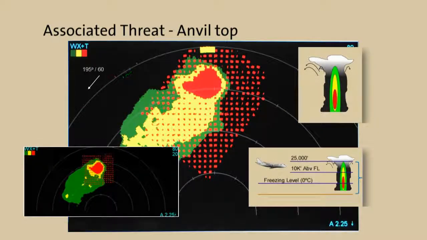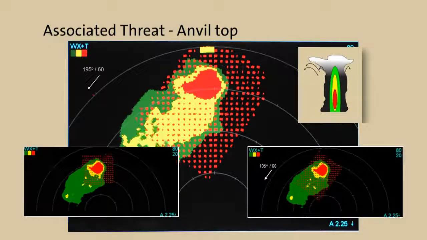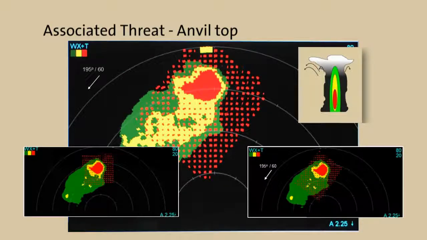Notice here that below 25,000 feet, the mature cell associated threat icon is centered on the cell. Climbing through 25,000 feet, the icon shifts direction to orient along the upper level wind axis and increases the downwind length in direct proportion to the wind velocity.